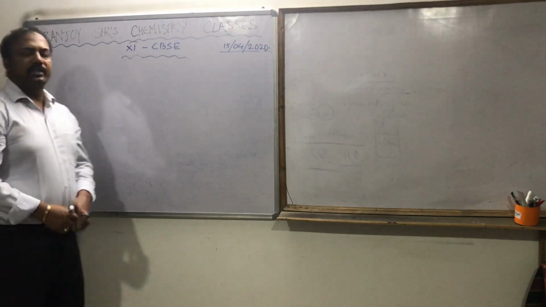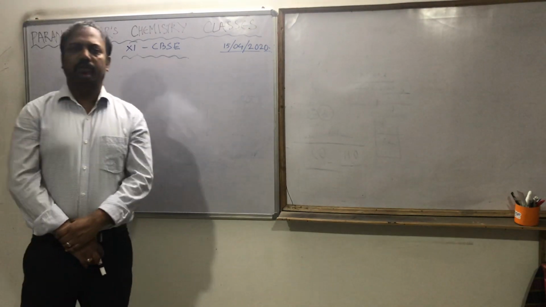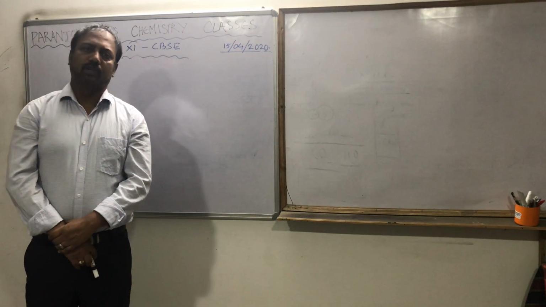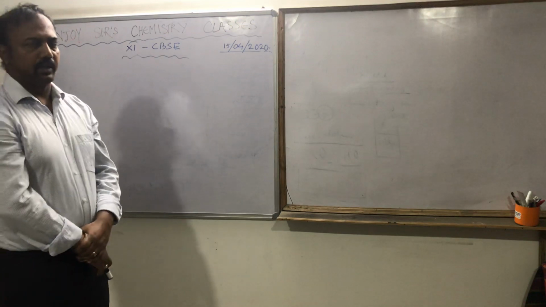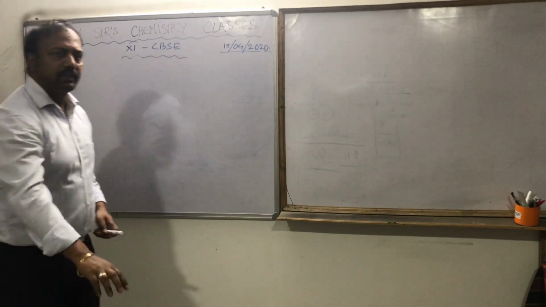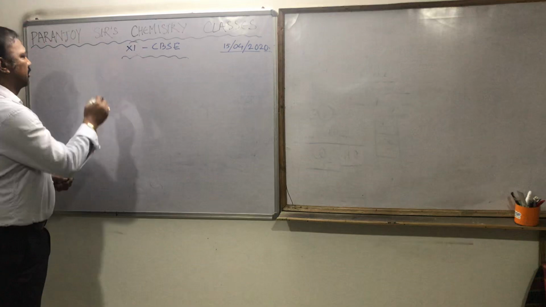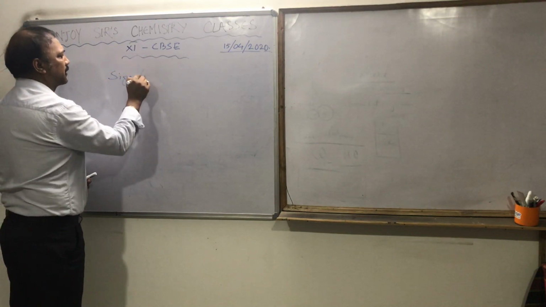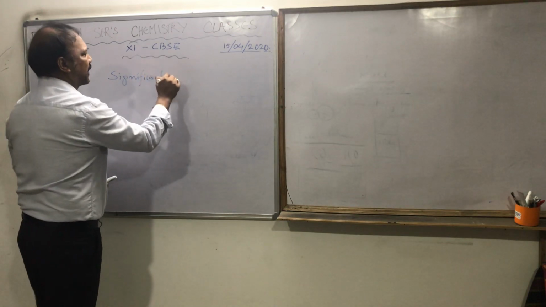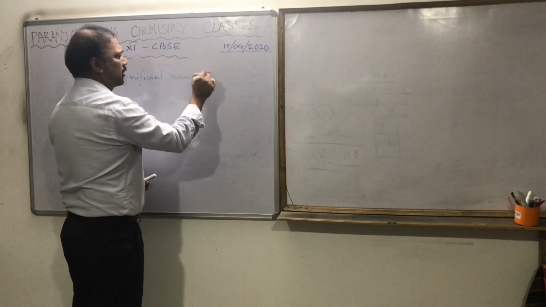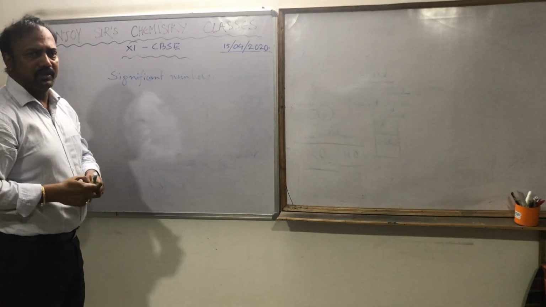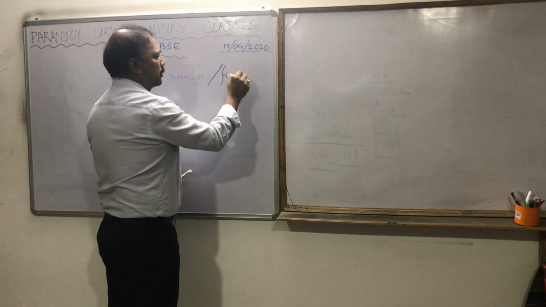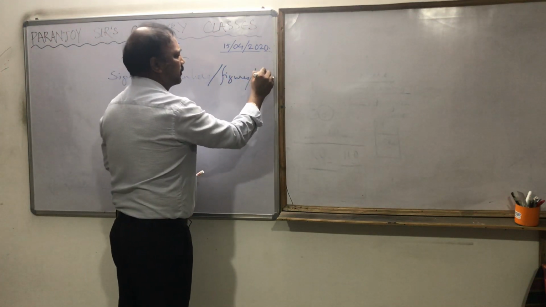In the first class we had seen the basics of chemistry: what is chemistry, what are the divisions of chemistry, what are atoms, molecules, etc., till the mixtures we had done. Now we are going to start with significant figures, or significant digits, or significant numbers, whatever you call them.